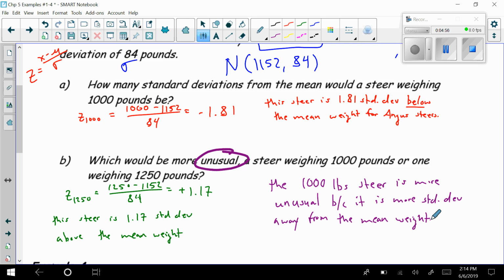You can rationalize it and say that its z-score is further from zero, but you have to be really careful. The easiest way to do it is just keep it in standard deviations, and then talk about it being more standard deviations away from the mean. You can't say more standard deviations away from 0. And then that should give you full credit there.